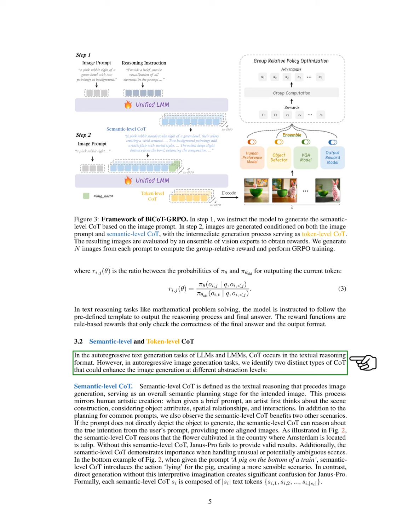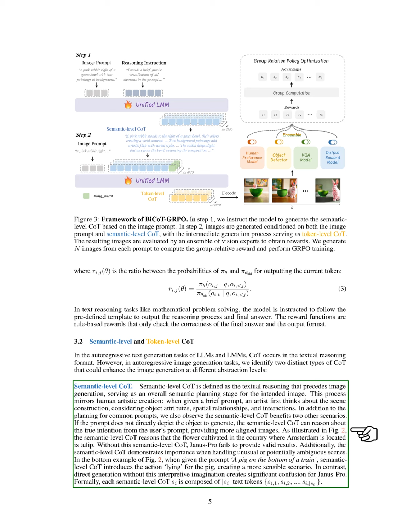Semantic-level CoT refers to the reasoning that occurs before image generation, acting as a planning stage for the intended image. This process resembles how artists conceptualize a scene based on a prompt, considering object attributes and relationships. We find that semantic-level CoT is beneficial in various scenarios, especially when the prompt is vague or does not directly describe the desired object. For example, it can deduce that tulips are grown in the Netherlands when prompted about flowers in Amsterdam. Without this reasoning, models like Janus Pro may struggle to produce valid results.